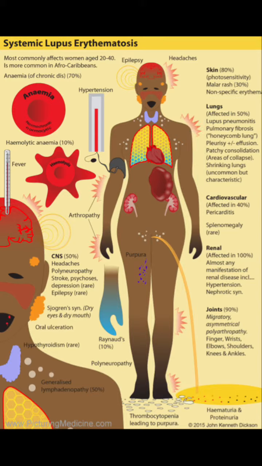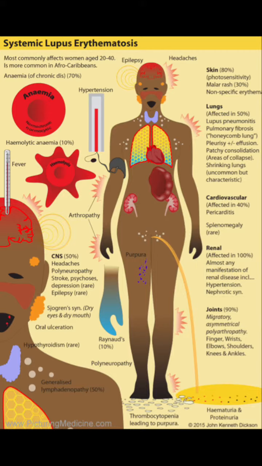The heart can be affected, less common, but about 40%, with pericarditis, again inflammation. Splenomegaly can occur, and the renal system can be affected, and this is very common, 100%, almost always involved. The conditions that can occur include hypertension as a consequence of renal disease, and nephrotic syndrome.